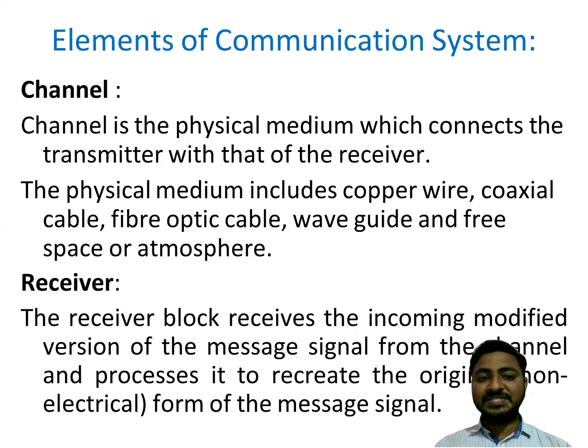The next block of the communication system is the channel. Channel is nothing but a physical medium which carries the data from the transmitter to the receiver. The physical medium includes copper wires, coaxial cables, fiber optic cables, waveguides, free space, or atmosphere. The next block is the receiver. The receiver block receives the incoming modified version of the message signal from the channel and processes it. It recreates the original, non-electric form of the message signal.